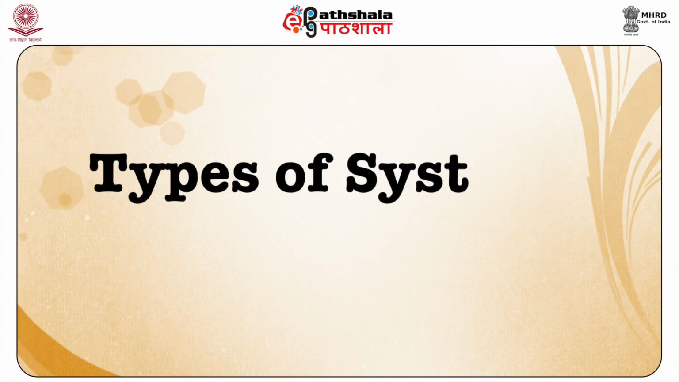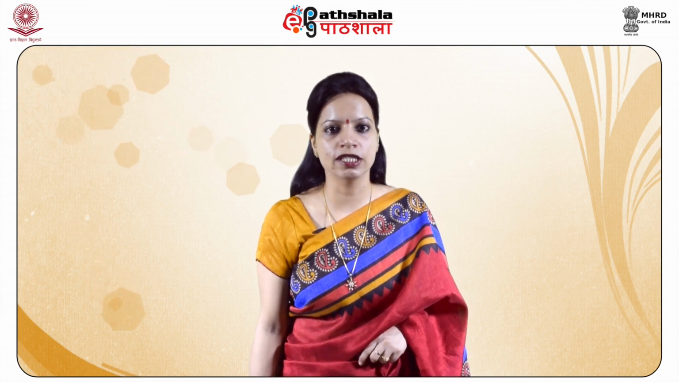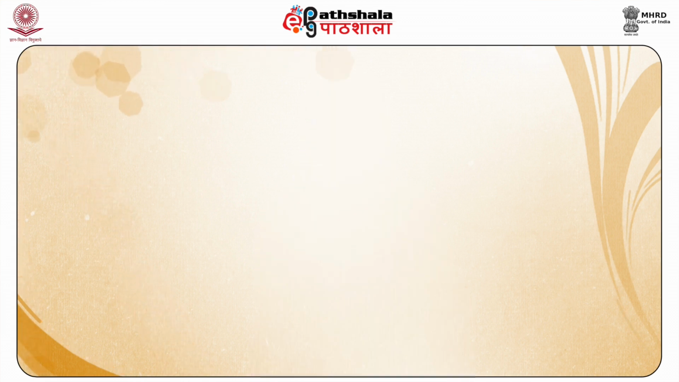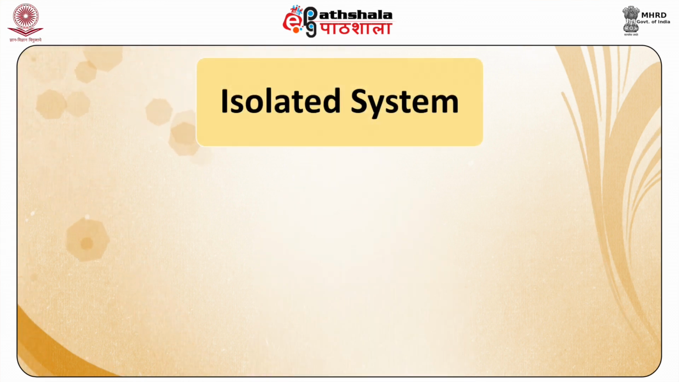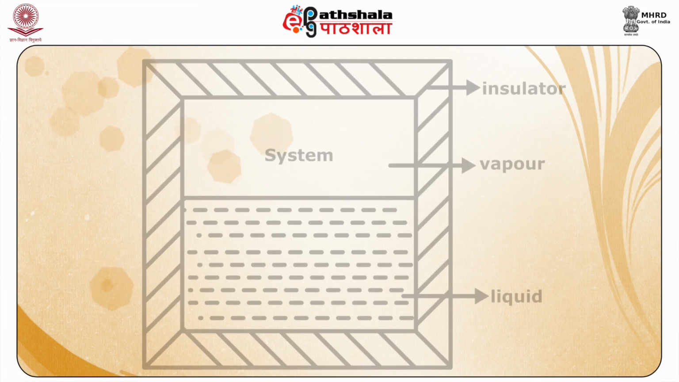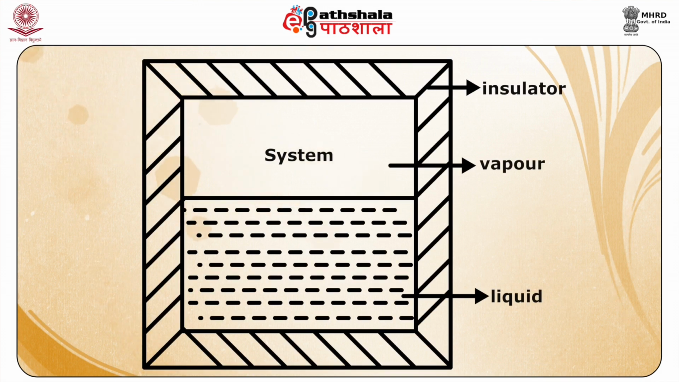Types of system. Depending on the interactions between system and its surroundings, three kinds of systems are there. Number 1. Isolated system. A system which can exchange neither energy nor matter with its surroundings is called an isolated system. For example, a liquid in contact with its vapor in an isolated closed vessel is an isolated system.